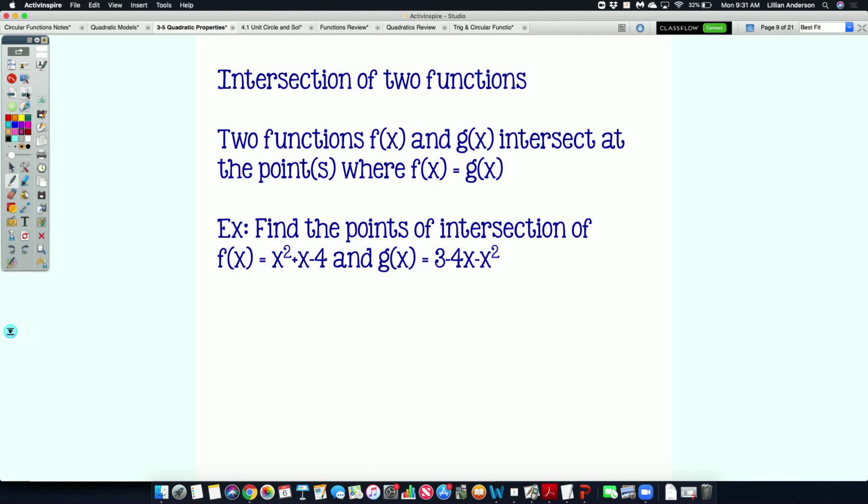If two functions intersect each other, that means you're trying to find that point where the x values are the exact same. How do you do that? You can do that by setting the functions equal to each other. In this particular case, you have two quadratics, so you need to set them equal to each other. So that's x squared plus x minus 4 is equal to 3 minus 4x minus x squared. Do you need to rewrite g of x before you set them equal to each other? You don't have to. Okay. Because from here, we're going to solve this.